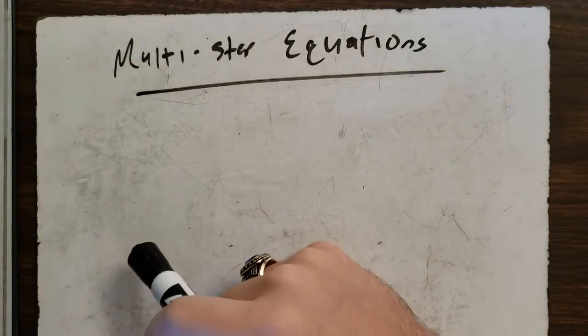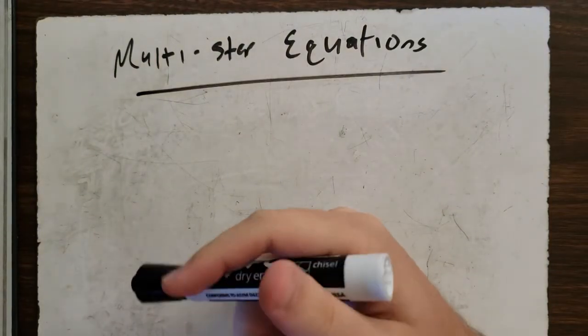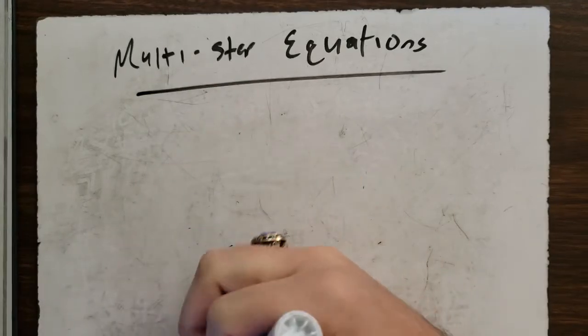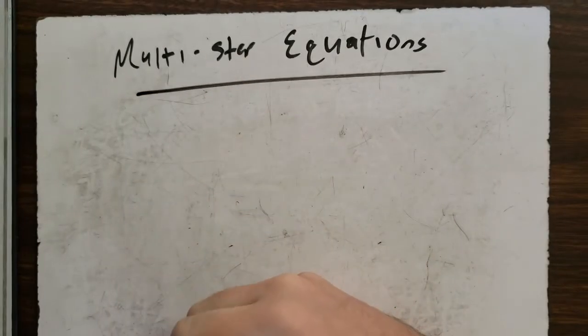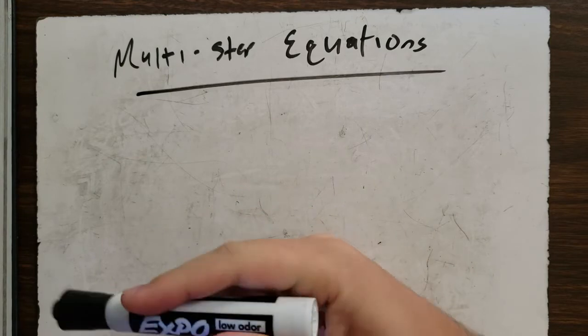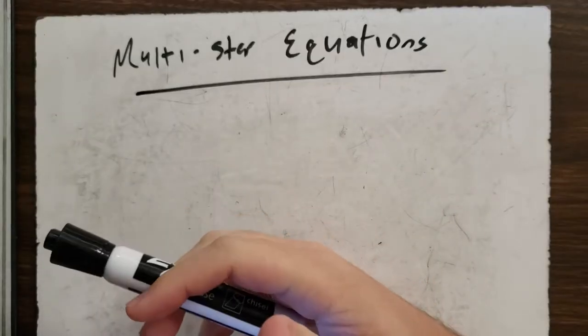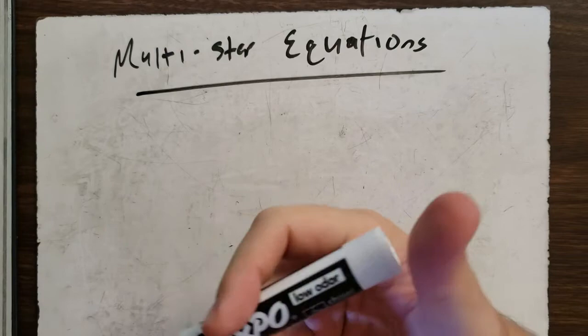Today's lesson is multi-step equations. In previous lessons, we have done one-step equations, and then we moved on to two-step equations, and now we're on to multi-step, which just means anything more than two. So that could be 3 steps or 4 steps or however many steps it takes.